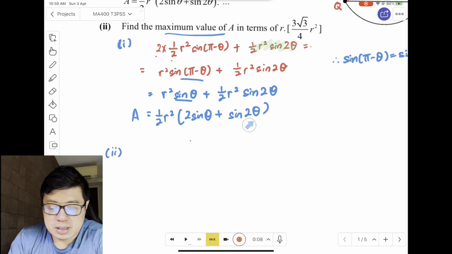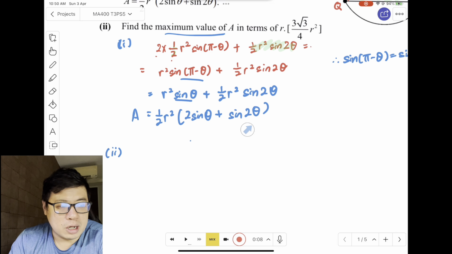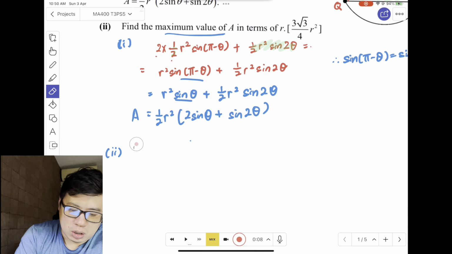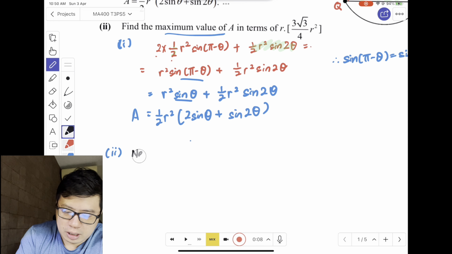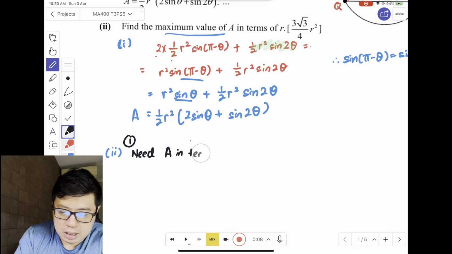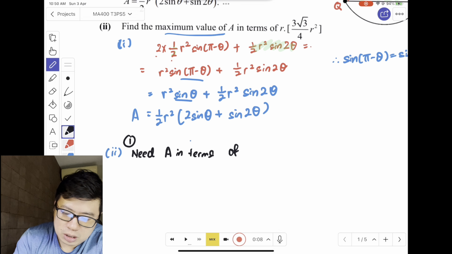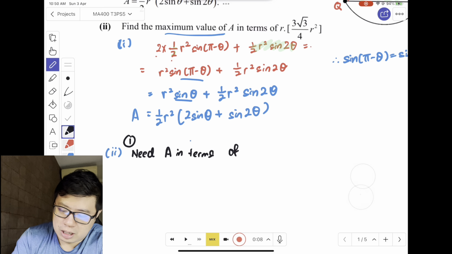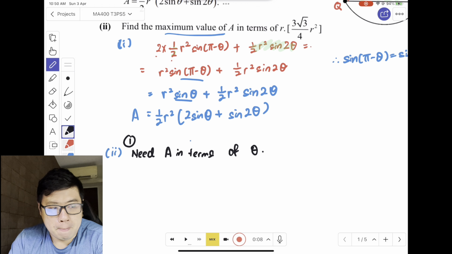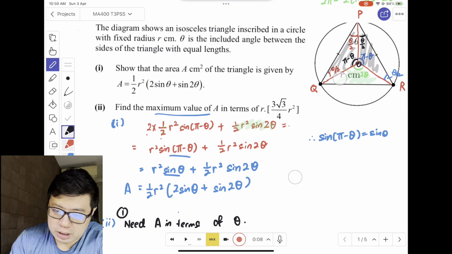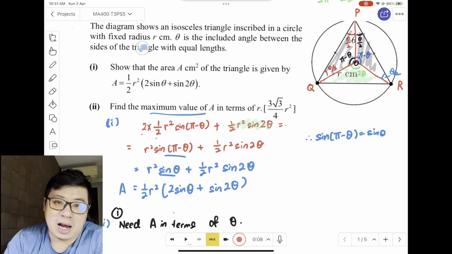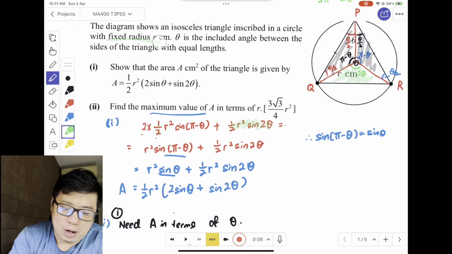Okay, so it makes sense if you want to do dA/dr equals 0. Right, so we need A in terms of, okay, it might be easier to do theta, because I see 2 theta, there's only 1 r. So perhaps what I'm going to do, I need A in terms of theta. Now here, one of the things to consider is that r is also fixed, right? So we can't do dA/dr, unfortunately. So that is also my oversight.